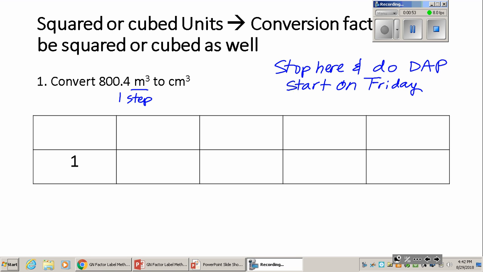So we know it's a one-step problem. We're going to start at the starting point. Again, it should have a number and it should have a unit. So here's our starting point, 800.4 meters cubed. So we're going to do the basic same things. Meters cubed is going to go to the bottom. It's one step. We're going to be converting that to centimeters cubed.